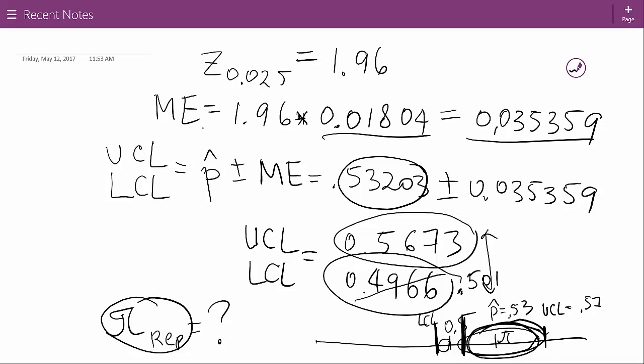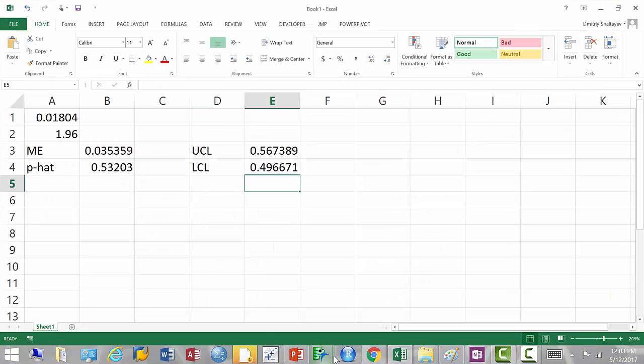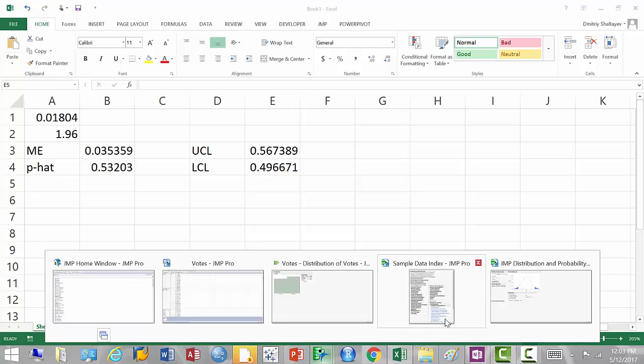But now that we have this number, 0.4966, we can't even say that, right? Both possibilities are included in the confidence interval. So that was the long way to construct the upper and lower limits. And that's how you're supposed to do your homework, problem number 2, okay? Now let's see how JMP does that in an easier and more straightforward way, right?